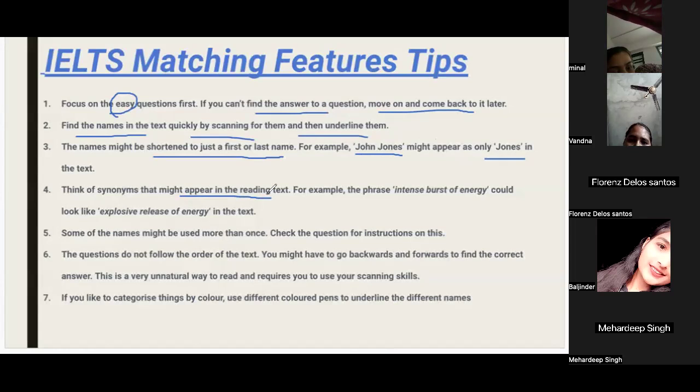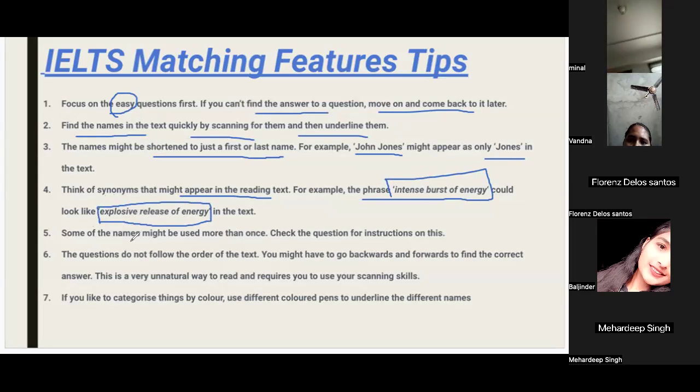Think of synonyms that might appear in the reading test. You know that reading is all about paraphrasing the phrase. For example, intense burst of energy could look like explosive release of energy. So you may get a synonym, you may get a paraphrase statement in your paragraph. So please think of the synonyms.